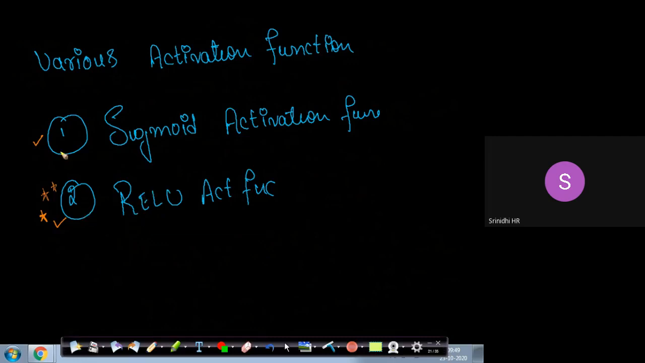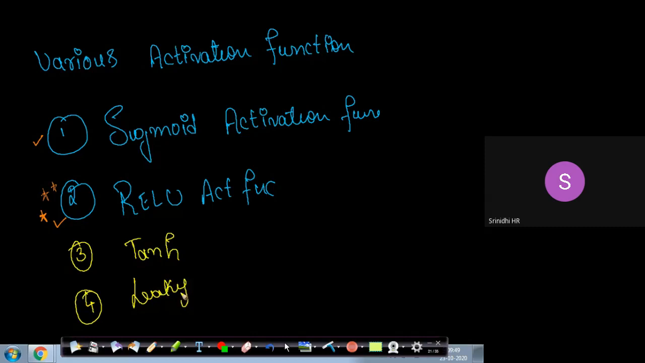I told you that there are many types of activation functions. One is the sigmoid function. Second is the ReLU activation function. The third is the tanh activation function, and we also have leaky ReLU. These are the types of activation functions we have, but we are not going to discuss ReLU, tanh, or leaky ReLU in detail. As per our syllabus, we have the sigmoid activation function.